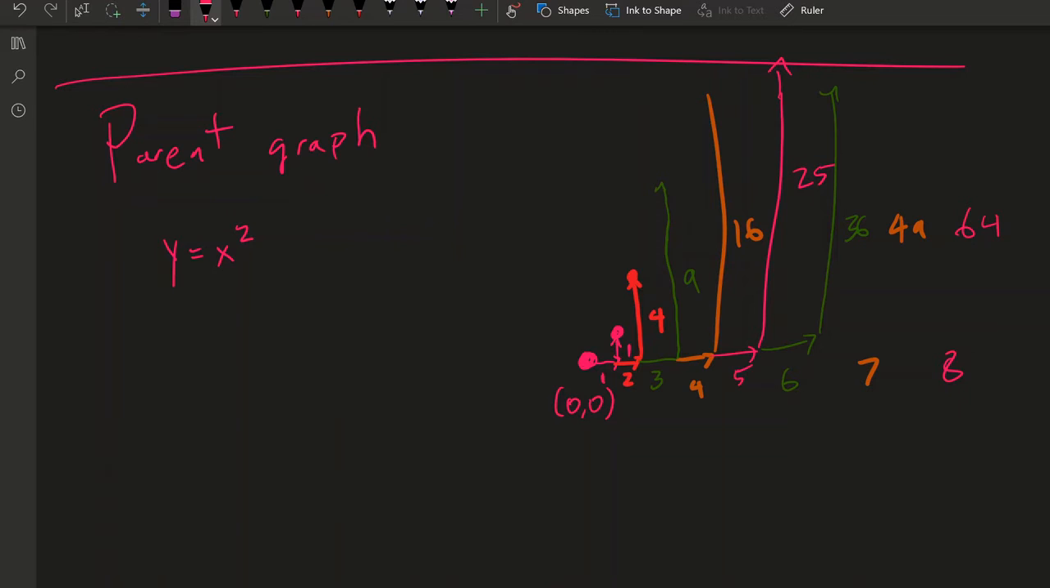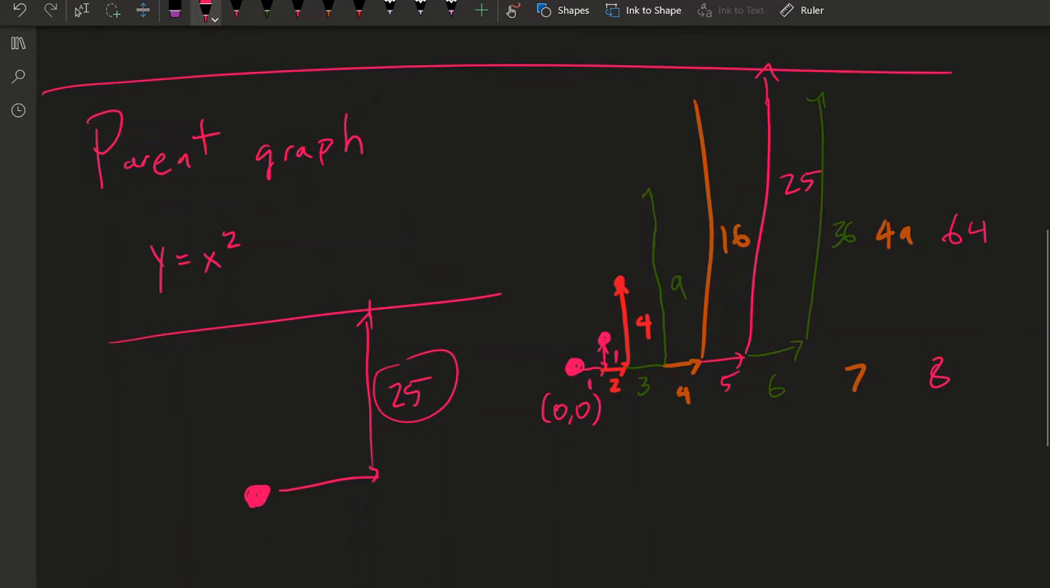So now here's the question. If I know that my vertex is down here and the line that it's going to cross is 25 above it, can I predict how much it's going to have to move to the right? Well, this is a pretty easy one. 25 we know is 5 squared. So if it's going up 25, that means I know it's going to go to the right 5. And of course, parabolas go in both directions. So that means it's going to go right 5, but it's also going to go to the left 5.